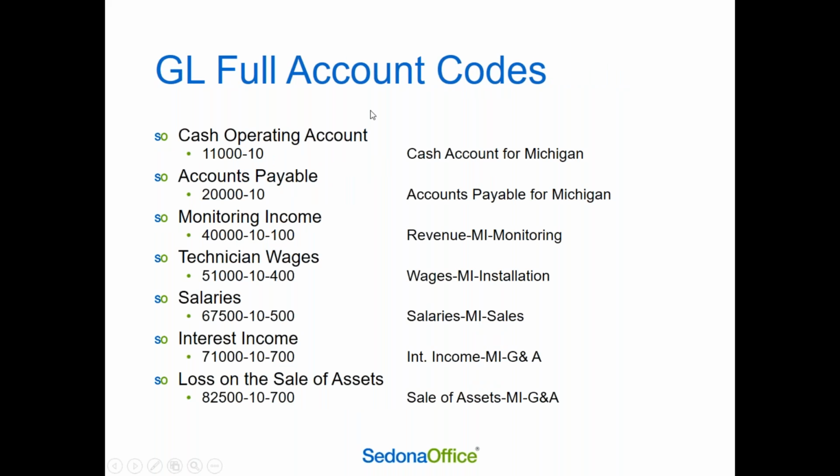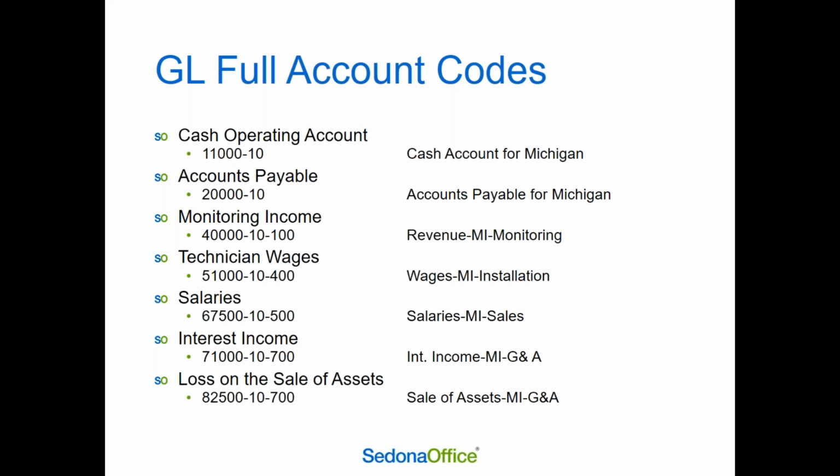So here are some examples of what those chart of accounts numbers would look like. Your cash account, if you had a cash account in Michigan, would start with that 6-digit number you see there in the front, 11000, and then you'd have the branch defined as Michigan, as we've seen in that previous example. Balance sheet accounts do not require categories, but income statement accounts do.